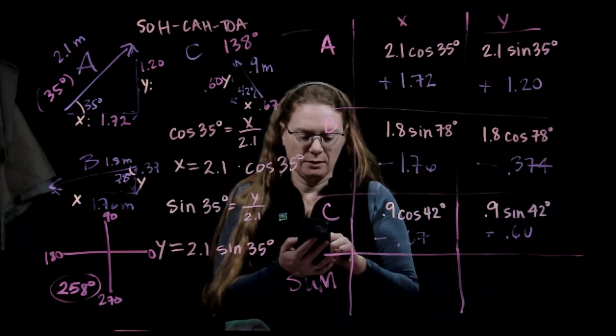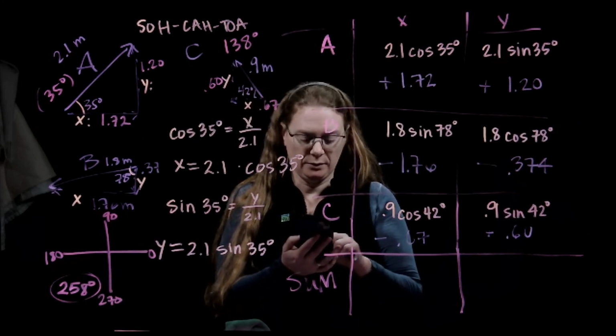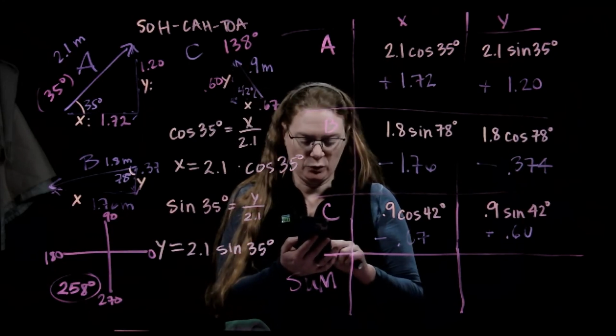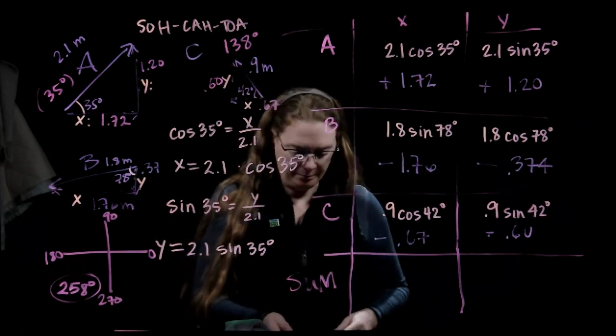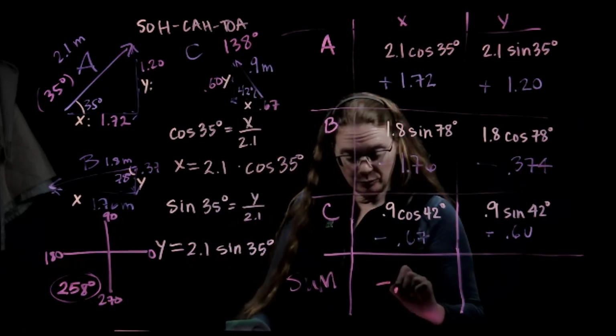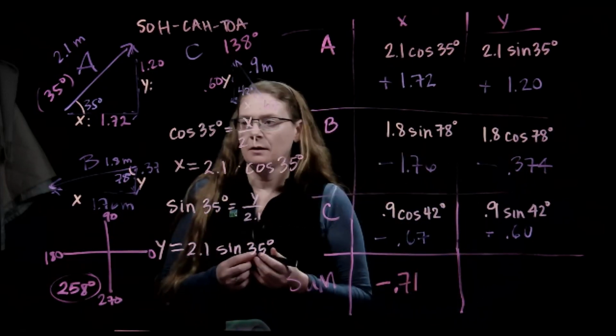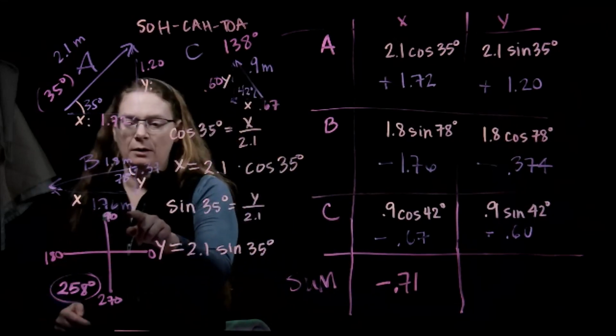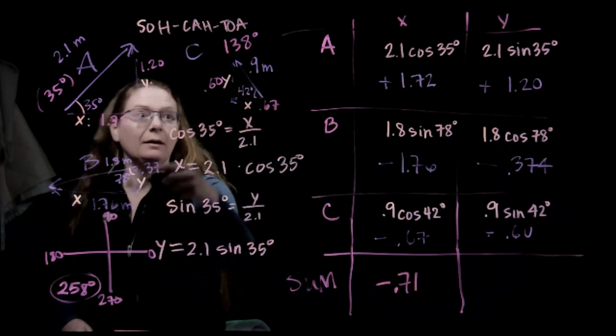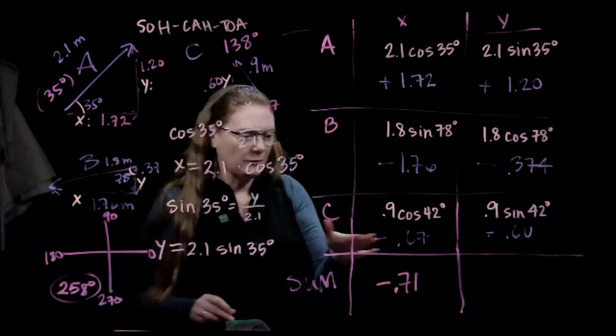Oh my gosh, that didn't work. 1.76 minus 0.67. Okay, negative 0.71, does that make sense? Well, yeah. I mean, this one alone balances out the rightward part of that, and then I'm adding more to the left, so that makes sense.